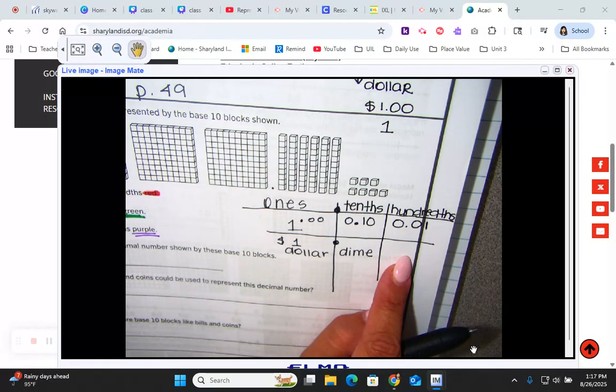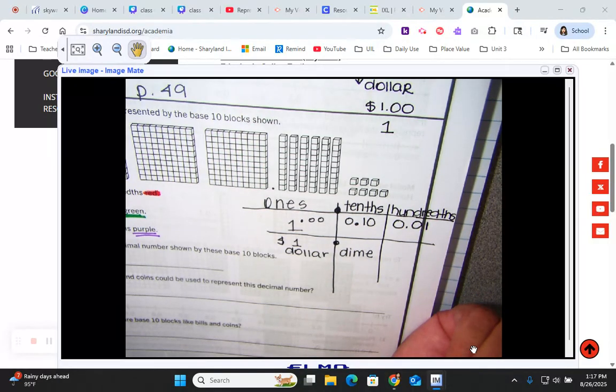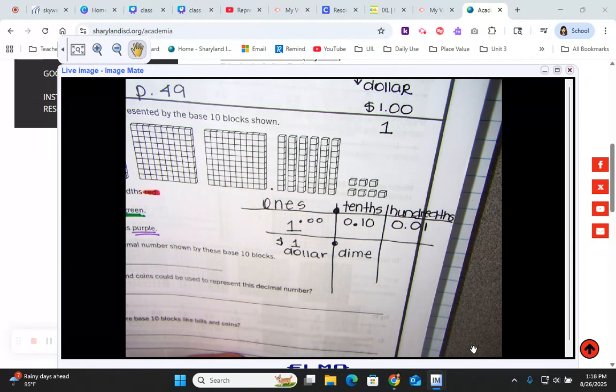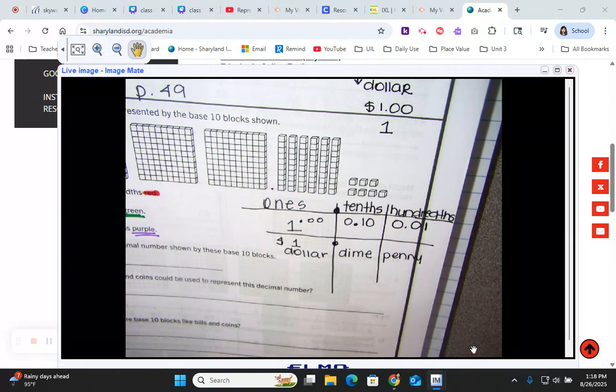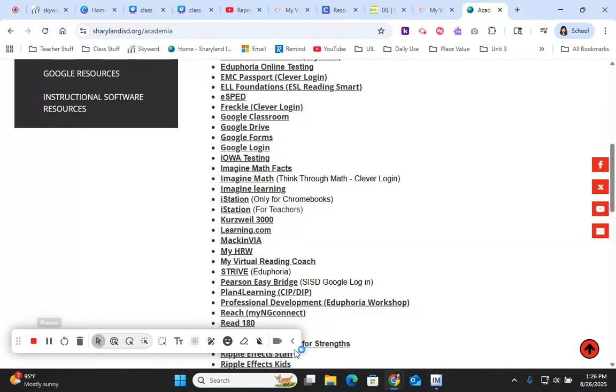What kind of coin do I use to represent hundreds? What kind? I have some tables that are not answering me. Very good. Penny. Hold your horses.